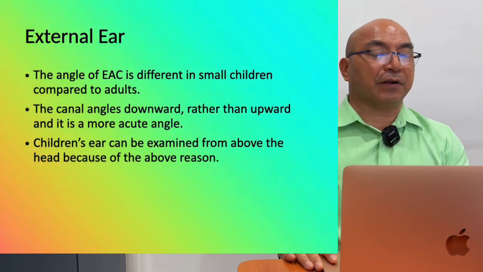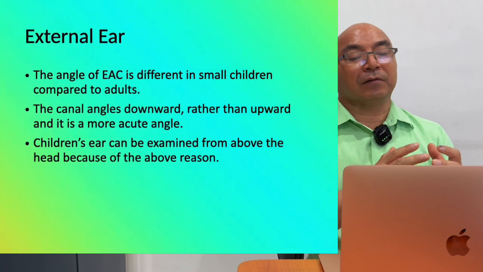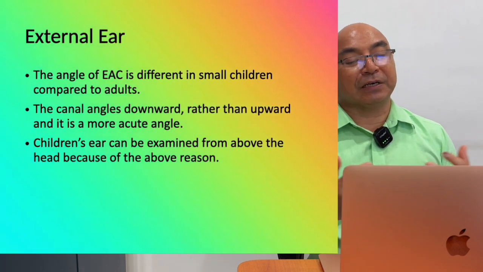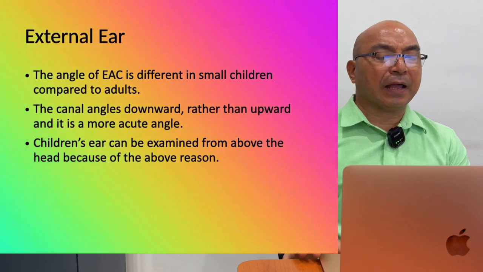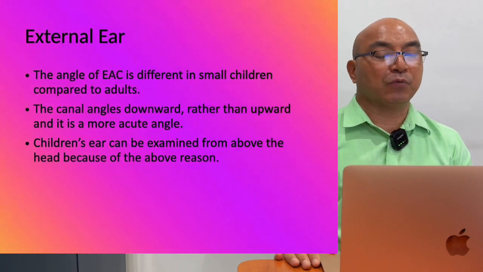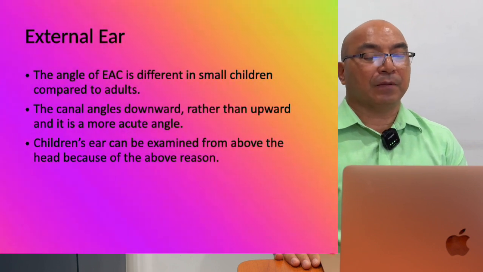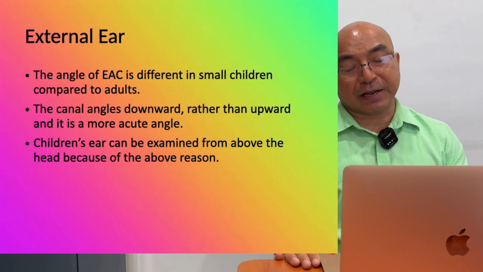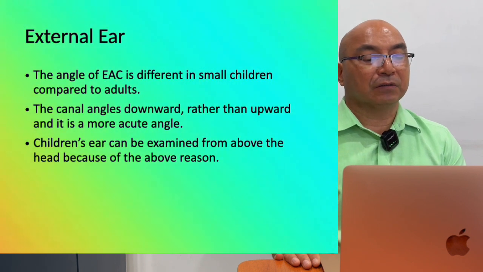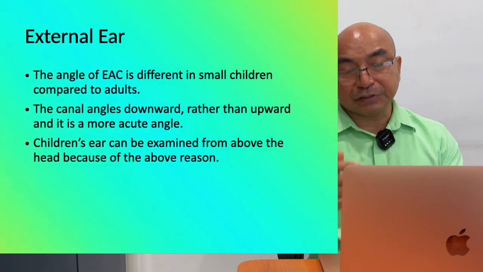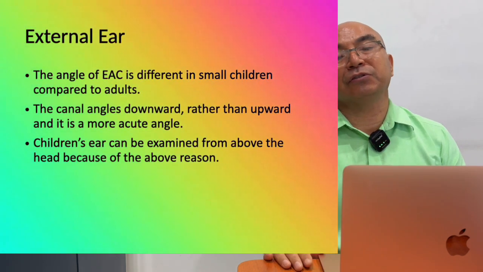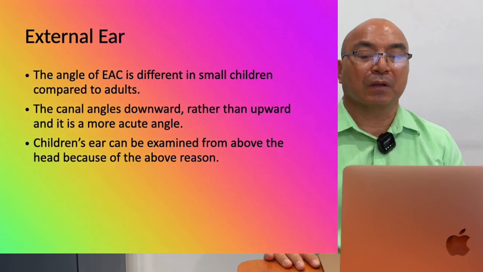The external ear canal angle is different in small children as compared to adults. The canal angles downward rather than upward and is a more acute angle. So the children's ear can be examined from above the head, or the pinna can be pulled downwards to see the tympanic membrane.